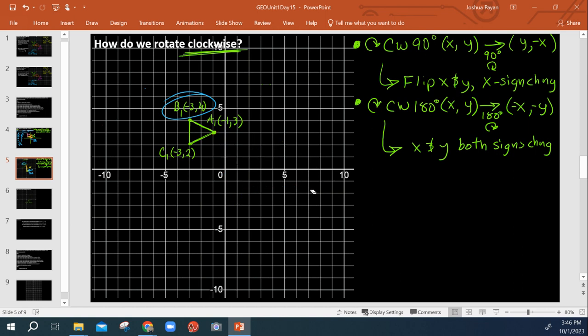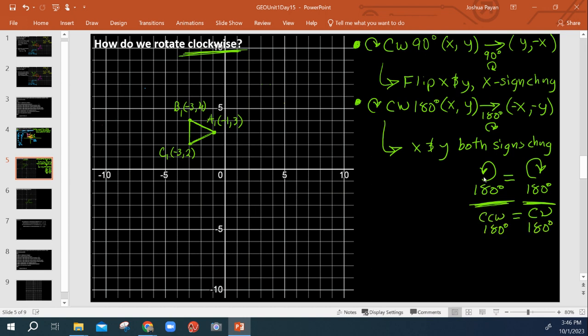Really quickly, I want to point out something. 180 degrees clockwise, you can probably already guess, is precisely the same thing as 180 degrees counterclockwise. So clockwise versus counterclockwise, exactly the same, if and only if we're talking about 180 degrees.